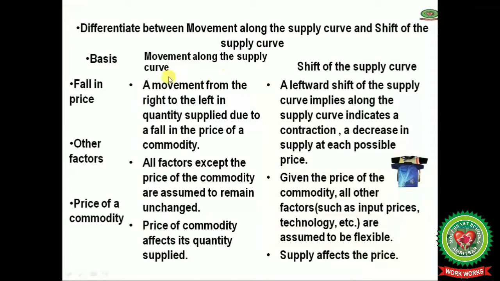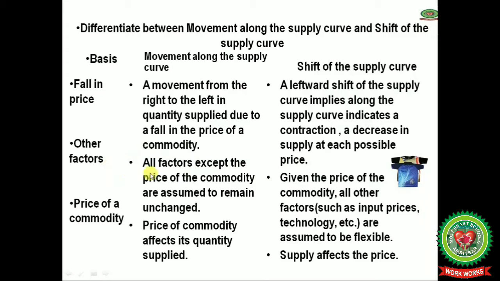Under the movement along the supply curve, a movement from the right to the left in the quantity supplied due to a fall in the price of a commodity. Under the shift of the supply curve, a leftward shift of the supply curve, in place of movement along the supply curve, indicates a contraction, a decrease in supply at each possible price.